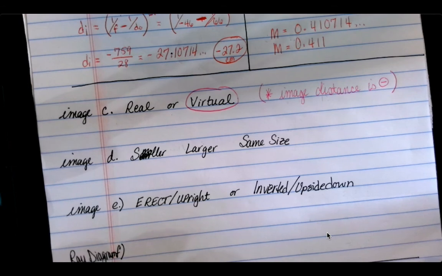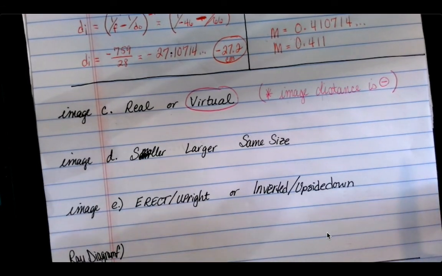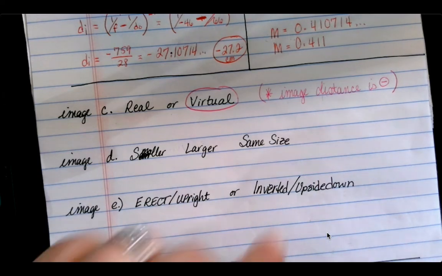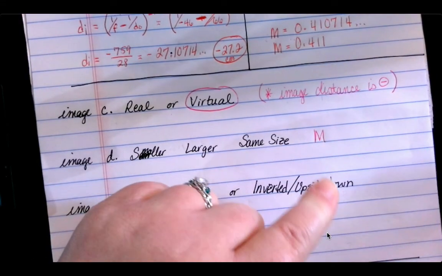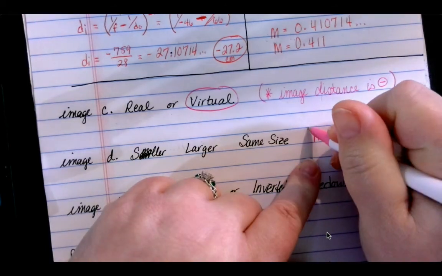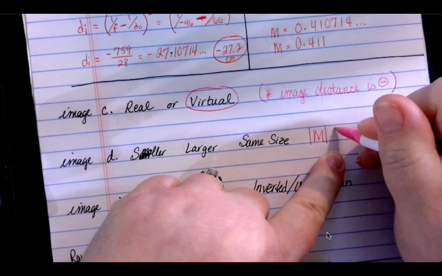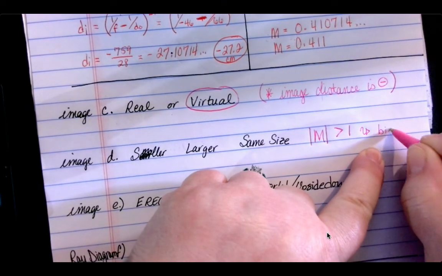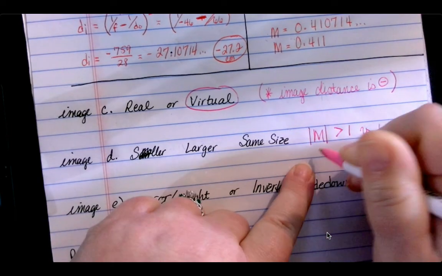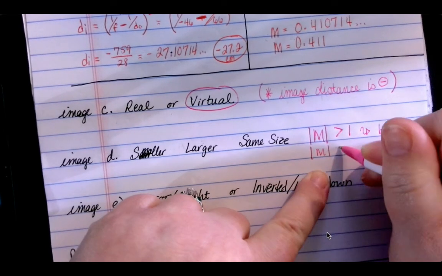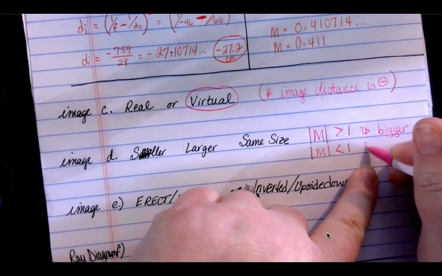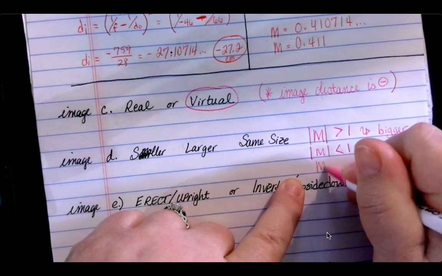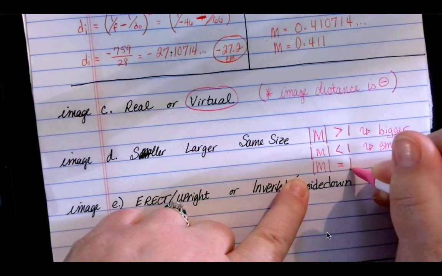All right, is the image smaller, larger, or the same size? Well, for that, I'm going to go to the magnification. If the magnification is greater than 1, it's going to be bigger. If the magnification is less than 1, smaller. And guess what? If the magnification is equal to 1, if you guess same size, you are right. Good job.